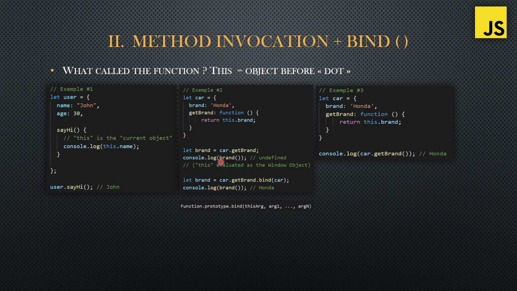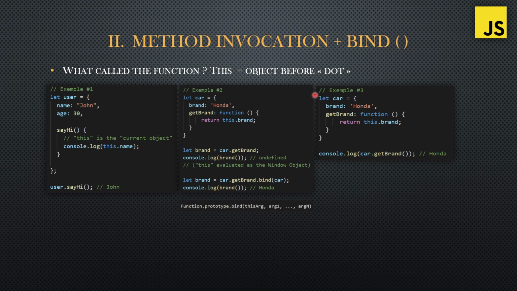A solution to avoid this is to bind the method with the specific value you want to set. This is the signature of the function bind. You call the function, here this is a method, you bind, and then the value of this, you set it to car. So it will return car.brand, which will be Honda.